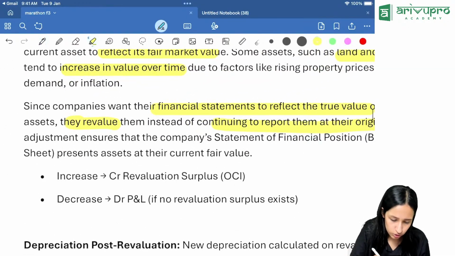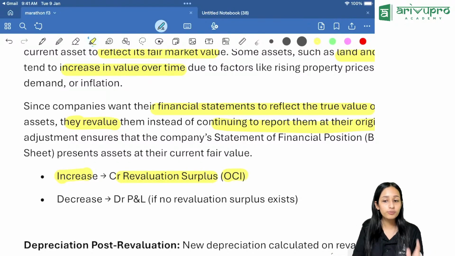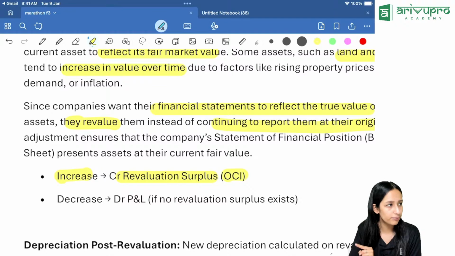See here. So now what we do is any increase goes to revaluation surplus, not in SOPL, not in the profit and loss account, but in OCI, other comprehensive income.